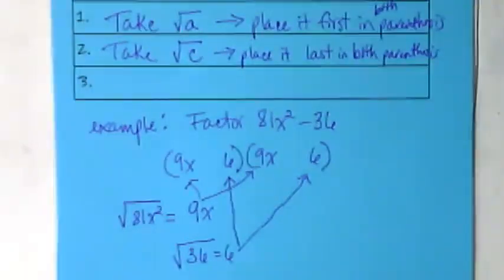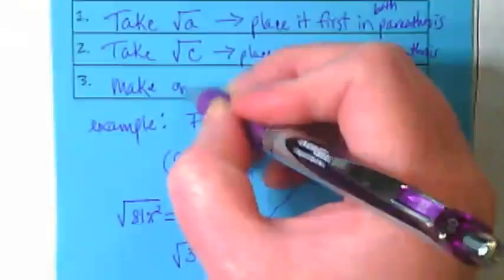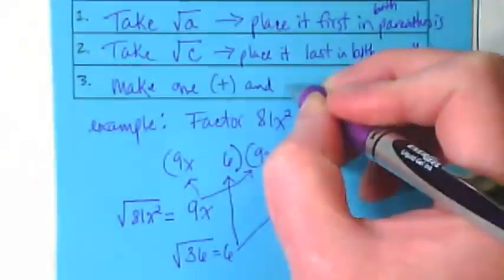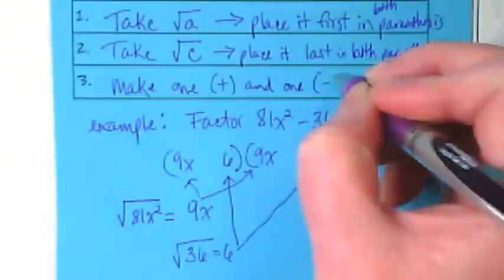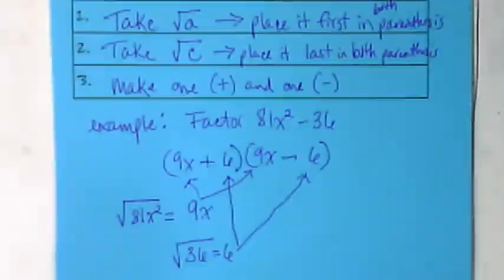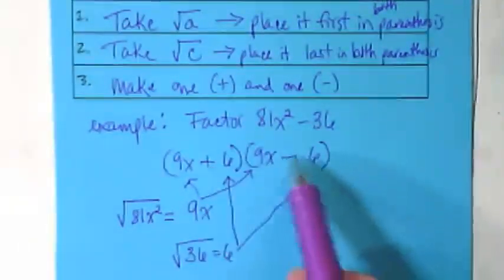And then to finish the parentheses, we make one parentheses positive and one parentheses negative. That's it, and that's it. So I put a plus here and I put a minus here.